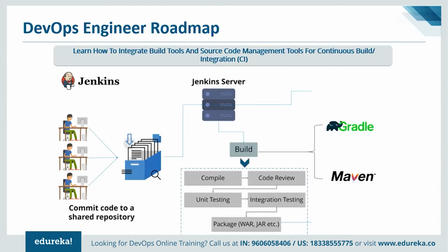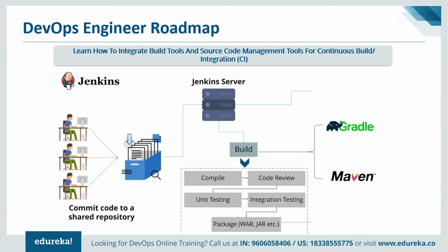Next up, we need to understand how to integrate build tools and source code management tools for continuous build or continuous integration. So there's a very good example there in front of your screen. So what you need to understand is how you can configure your automation server, which can be Jenkins, which can be Bamboo, which can be Travis. Right, so there are multiple automation servers. I would say Jenkins is the best one because it comes with over 2,000 plus plugins for various development, testing, and deployment technologies. Right, so I would prefer Jenkins any day.